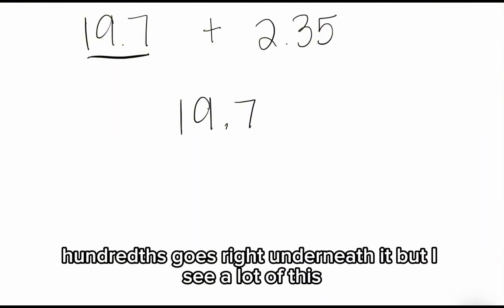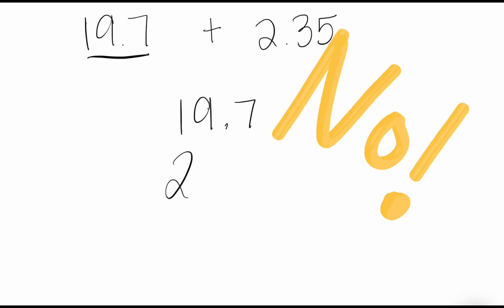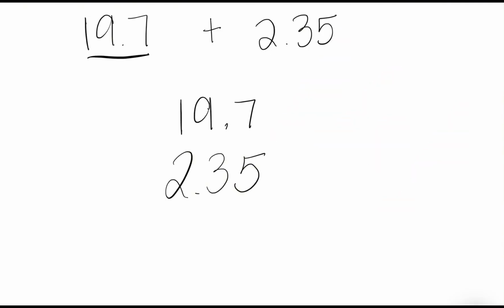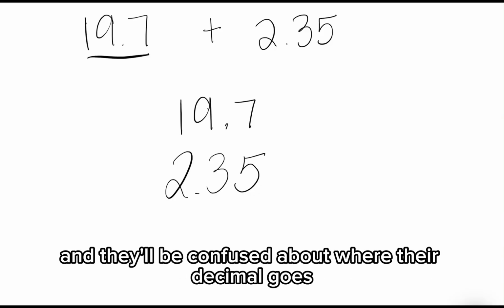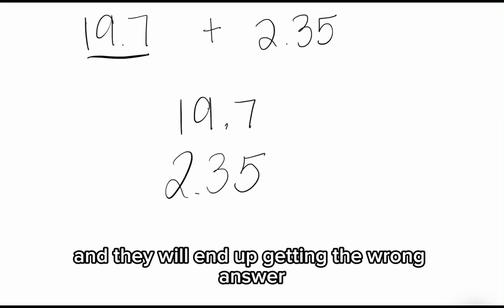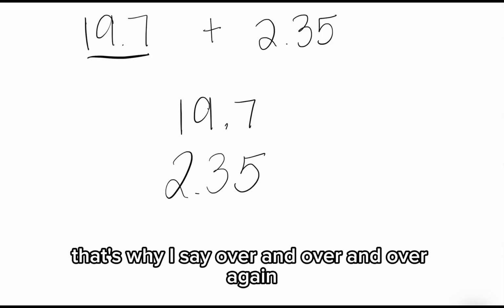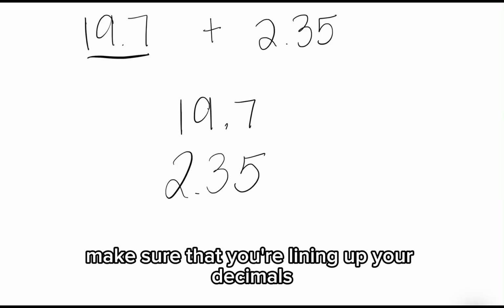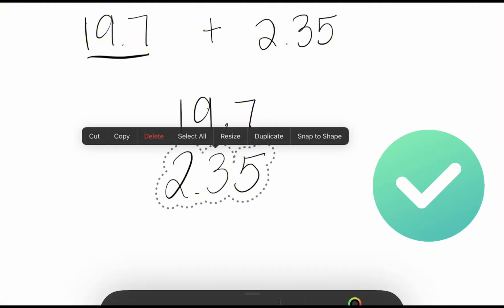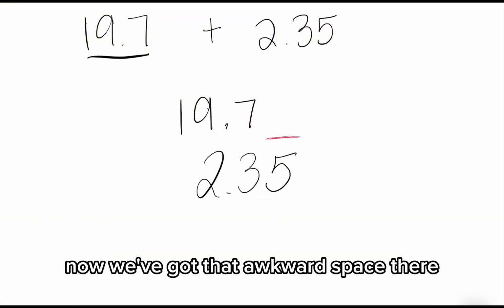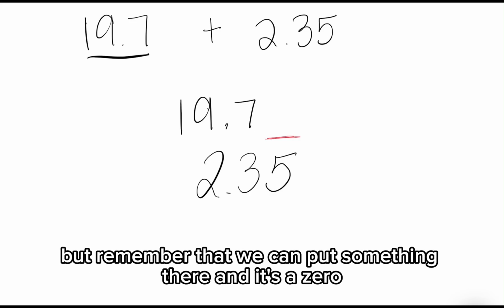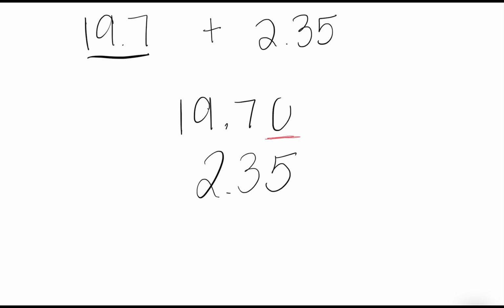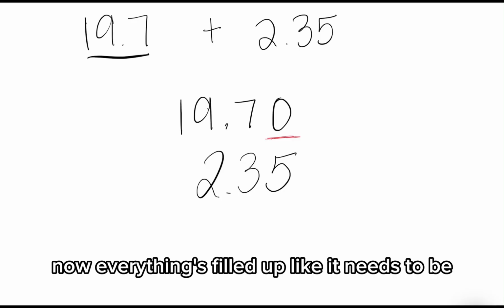But I see a lot of this. Then kids will go ahead and add this way, and they'll be confused about where their decimal goes, and they will end up getting the wrong answer. That's why I say over and over and over again, make sure that you're lining up your decimals. Now we've got that awkward space there where we don't have anything in there, but remember that we can put something there, and it's a 0. Now everything's filled up like it needs to be.